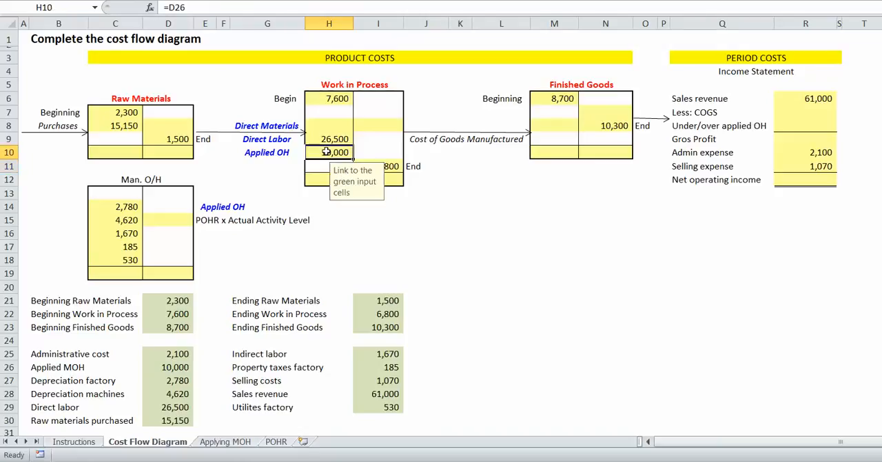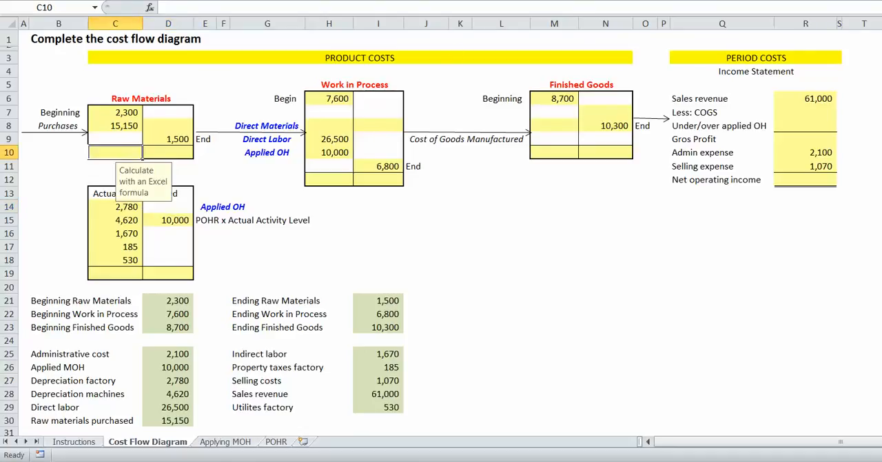And again, our applied manufacturing overhead of $10,000 would have come over from, or should be linked to, our manufacturing overhead account. And recall, the left-hand side is actual manufacturing overhead, and our right-hand side is the applied. And we would have applied that using a predetermined overhead rate multiplied by some sort of actual activity level. Let's go ahead now and calculate the missing items on our sheet.